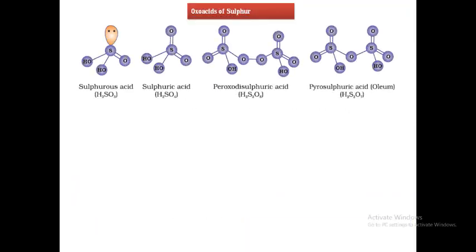Oxoacids of sulfur: H2SO3 sulfurous acid, H2SO4 sulfuric acid, H2S2O8 that is peroxodisulfuric acid, H2S2O7 pyrosulfuric acid or oleum. These are very important oxoacids of sulfur.